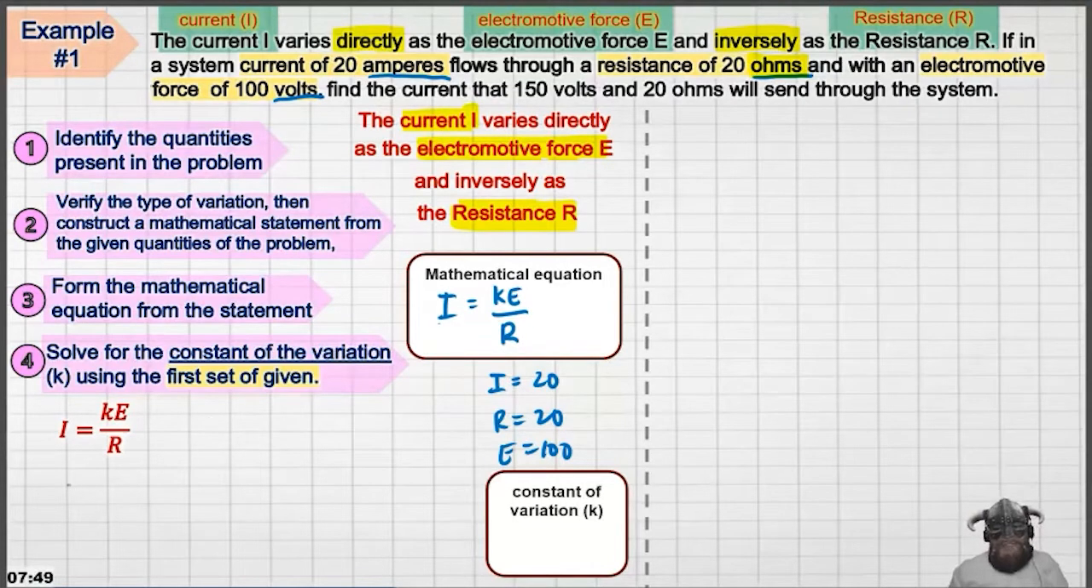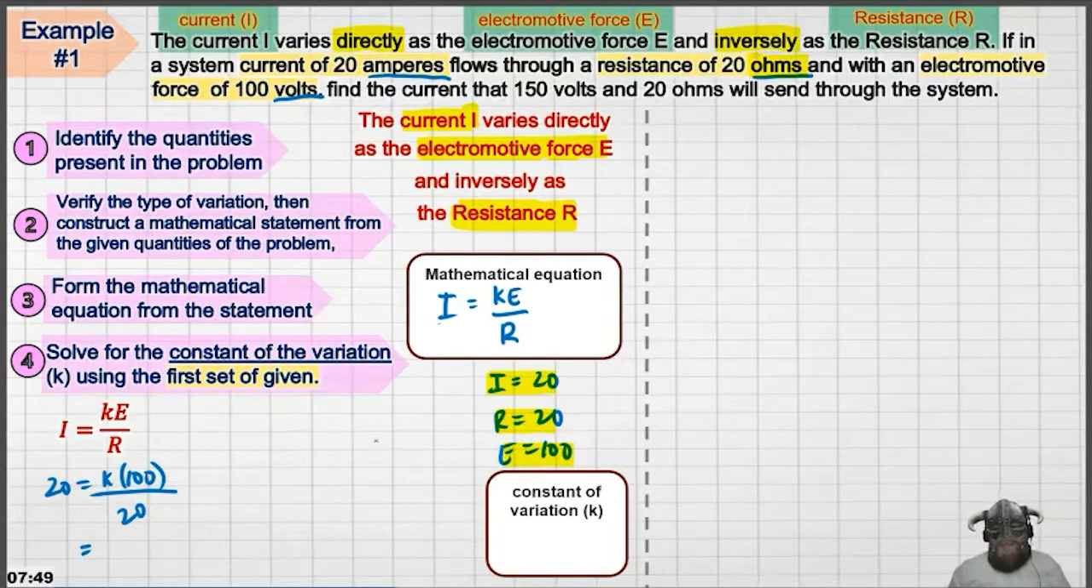So, I is equal to, papalitan natin to 20. So, 20 is equal to, copy mo lang yung K, and then you write E. E is the electromotive force. So, ang value natin is 100 all over R. So, ang R natin ay 20. Tama ba? Resistance R is 20 ohms.